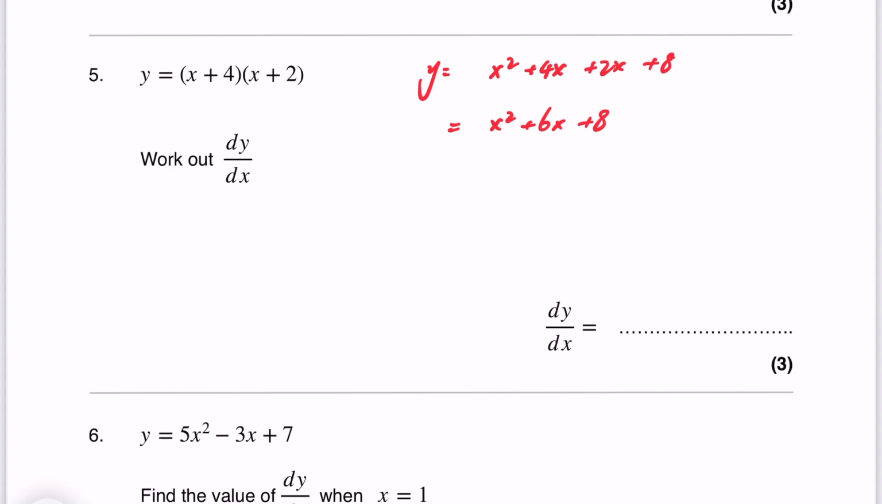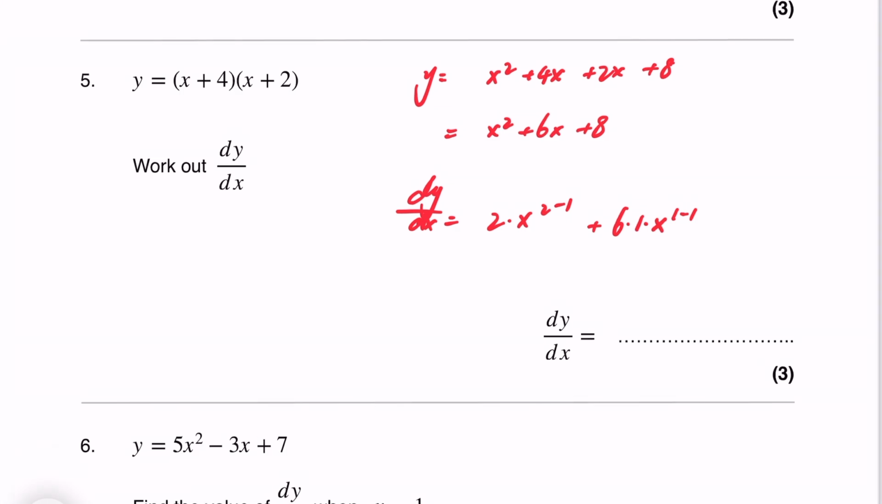Let's then do the differentiation. dy dx equal to 2 times x to the power of 2 minus 1 plus 6 times 1 times x to the power of 1 minus 1. And plus 8 will be cancelled out because it's a constant value. We talked about it before. A constant value after the differentiation is not going to exist anymore. So dy dx equal to 2x plus 6. And then that's that. Let's move on.